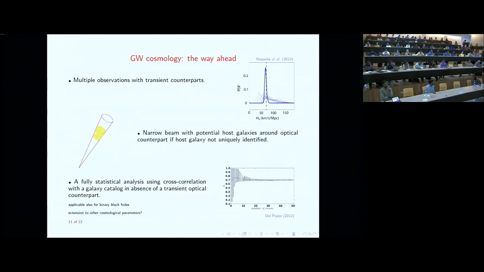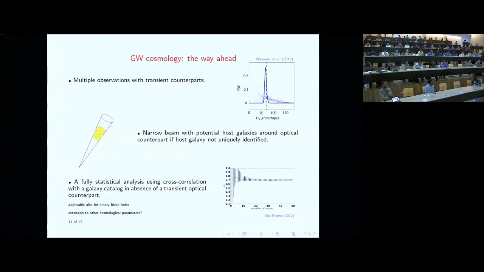And there is also the case that one does not see an optical counterpart at all. Even when one does not see a transient optical counterpart, one can do an analysis using cross correlation with a galaxy catalog, and it was shown by Del Pozzo in 2012 that with a few tens of observations, without any transient optical counterpart and using cross correlation with the galaxy catalog, one can still obtain a value of the Hubble parameter to about a 5% accuracy.